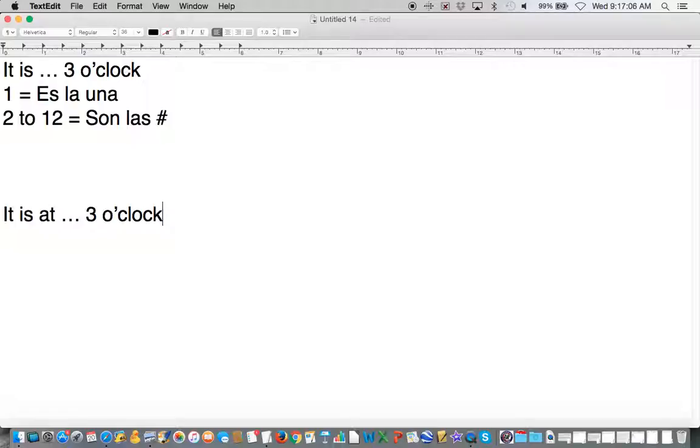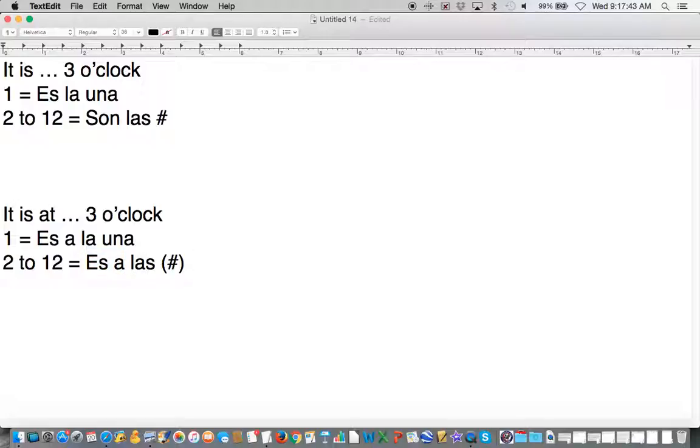Alright, this is how you tell at what time. They are all going to be es a. For 1 o'clock, it's going to be, let's see, es la una. For 2 through 12 o'clock, it's essentially the same thing. I'm sorry, not es la una, es a la una, my bad. For 2 to 12 o'clock, it's going to be es a las, and then your number. Because it's still, it is at that time.